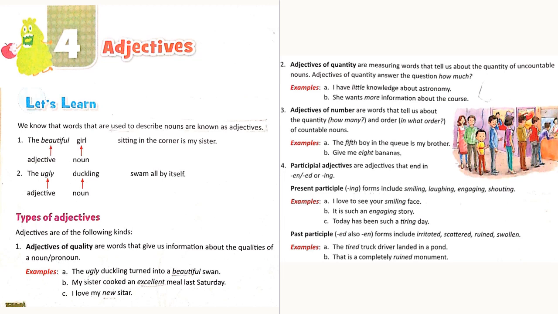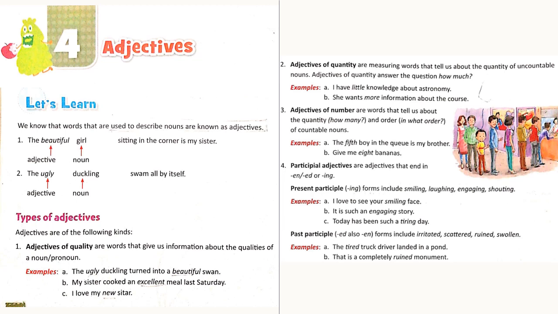Adjective of number. Adjectives of number are the words that tell us about the quantity, how many. Now see the example. Give me 8 bananas. How many bananas? 8 bananas. So 8 is the quantity. So that's why it is an adjective of number.